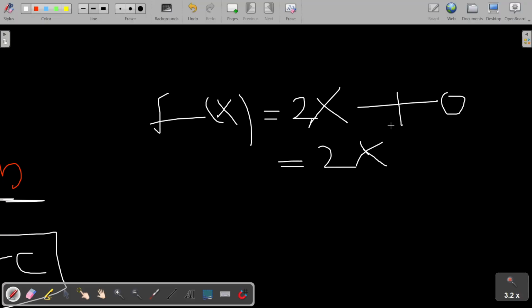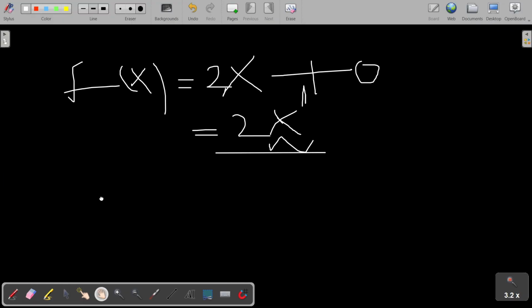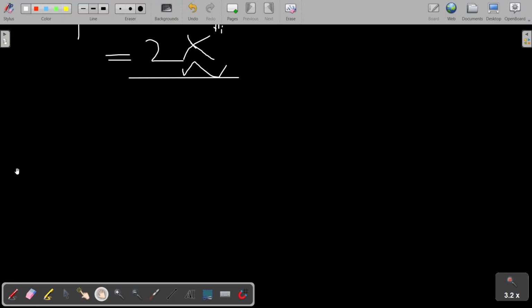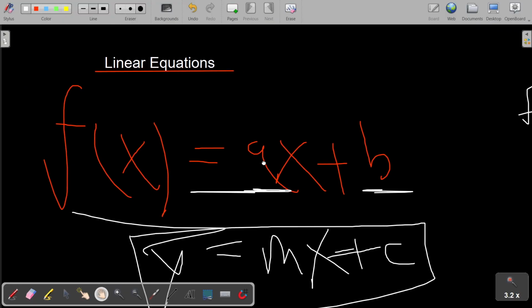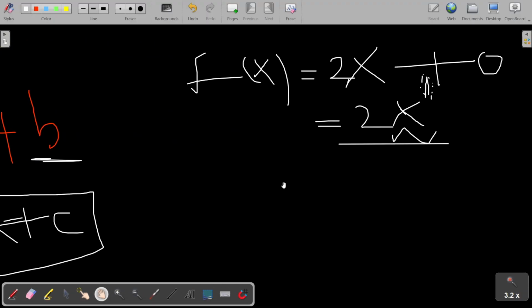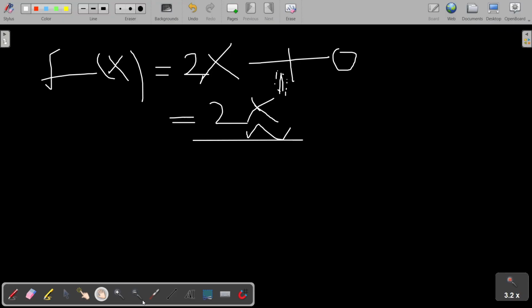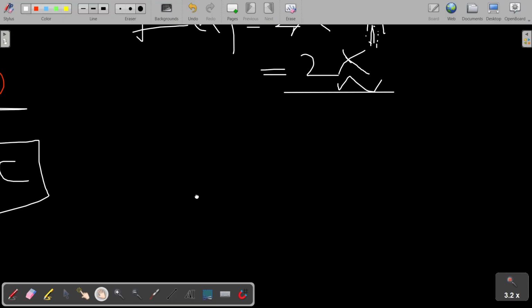So if an equation has a variable of degree one, then it is known as a linear equation. If a variable has degree 2 or more than 2, then it is a polynomial. This is a monomial. Because the degree is 1, it is known as a monomial. And if the degree is greater than 1, then it is known as a polynomial. So this is a monomial and it is a linear equation. This is the form of a linear equation.